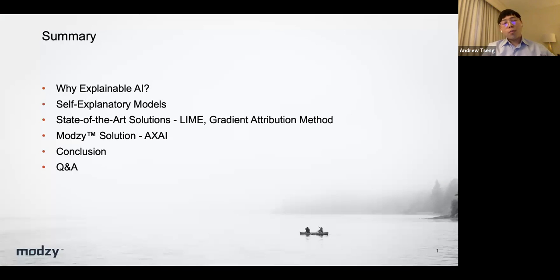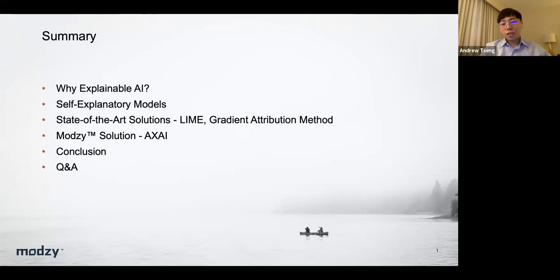In this session, I would first start to explain what explainable AI is and why we need it. And then I'll introduce some of the self-explanatory models, which means that we don't even need tools to try to understand what the model is doing. They are directly explainable.